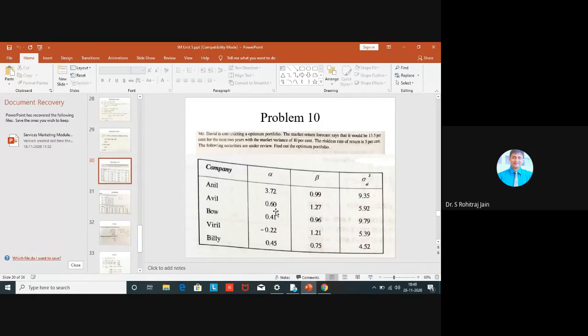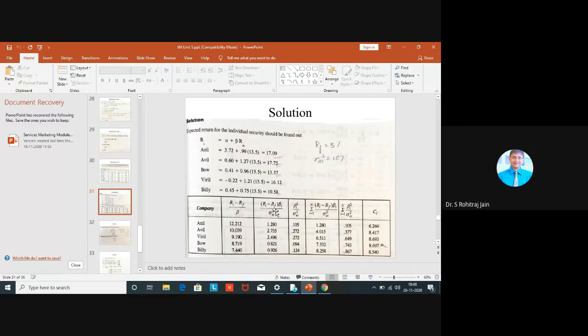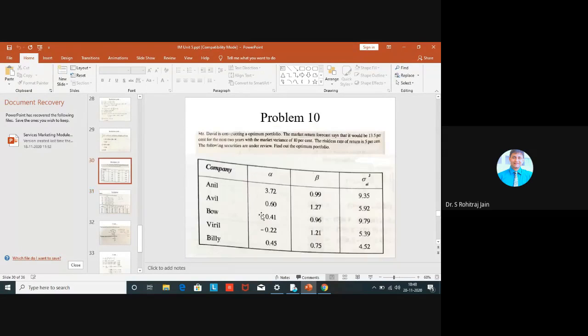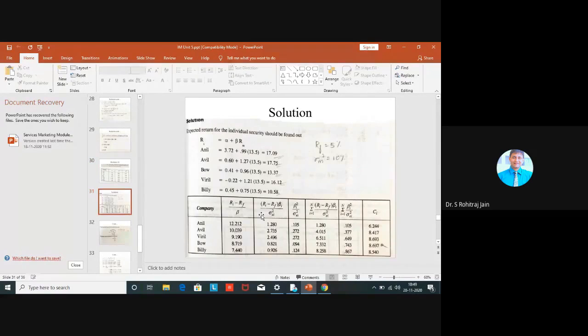9.35. All of you solve and tell me. So how do I take here? Ri for the first stock is 17.09 minus 5, multiplied by beta of the first stock, 0.99, divided by sigma ei square, 9.35. How much, students? You are getting 1.280. All of you are with me? All of you are solving? Similarly, I request you to solve for Avil, Viril, Bow, and Billy, the remaining 4 stocks.